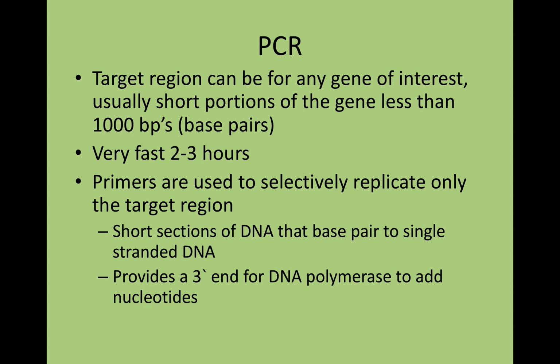The target region for any gene of interest is usually a short portion of a gene. However, we can amplify the entire gene as well. It's a very fast process, and we can complete the PCR reaction in about 2 to 3 hours, depending on the application. What we need to do is use primers, which are used to selectively replicate only the target region. These primers are short sequences of complementary DNA to the gene of interest.